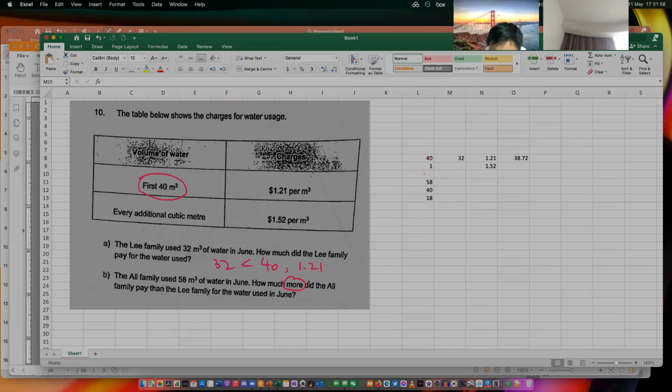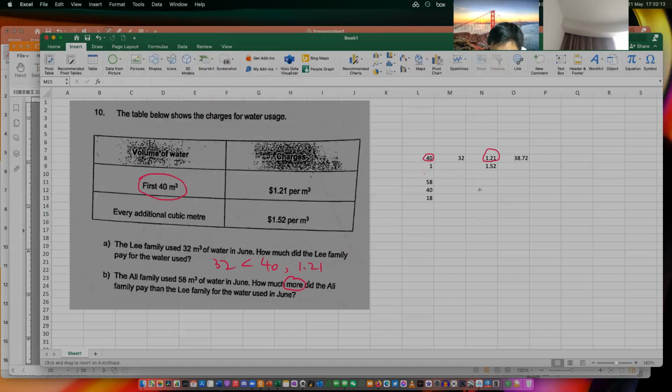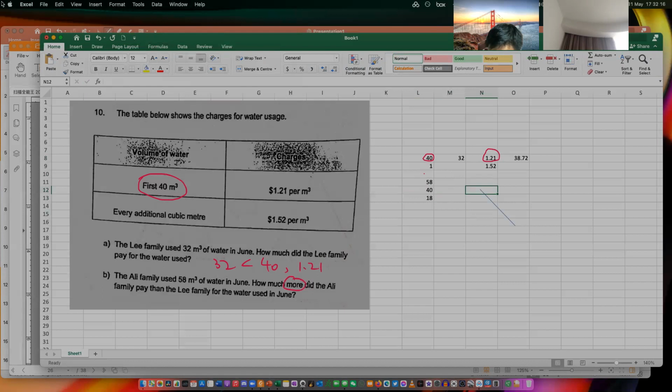The charges for the first 40 is 1.21 per meter cube. So that means I'm going to get how much I need to pay for the first 40. So 1.21, I multiply them together. So the Ali family needs to pay 48.4 for the first 40.